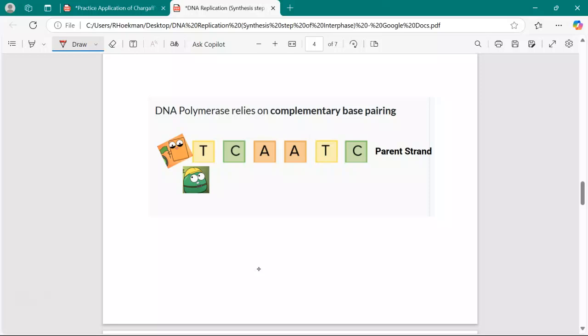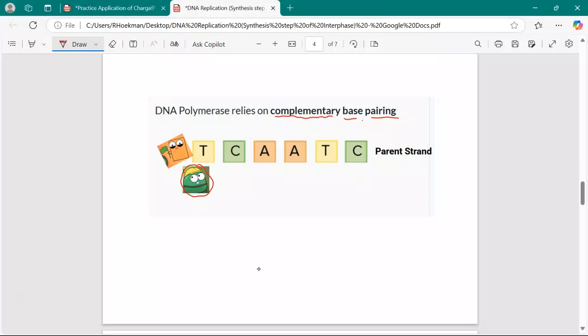And DNA polymerase does it with what we call complementary base pairing. So complementary just means it's following Chargaff's rule. A goes with T, G goes with C. So here we've got our builder, okay? So think of him as Bob the Builder if we need to. They're going to come in and they're going to attach the complementary nucleotide.